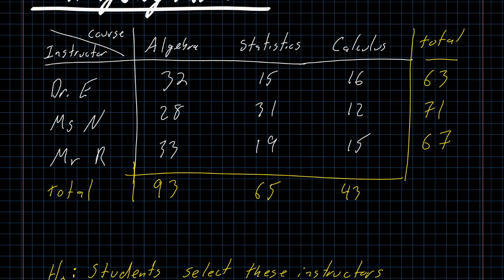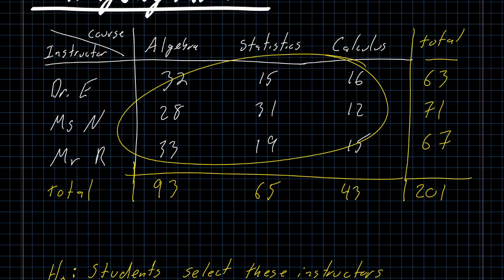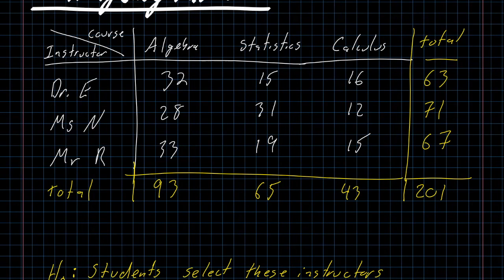But no matter which way you go about it, this last row, last column, well, if I add 63 plus 71 plus 67, adding down that column, I get 201. If I add across 93 plus 65 plus 43, I also get 201. That's a nice double check. The number in the bottom corner here should be the grand total, the number of things in the table in its entirety. And it doesn't matter if you add in rows and then add the columns together, or add all the columns and then add that row together. It will get you the same value.